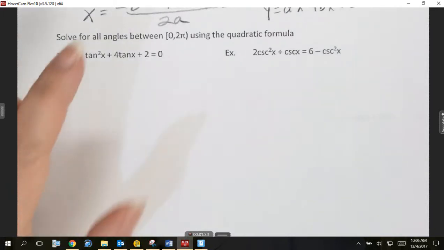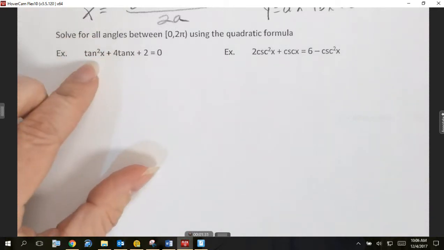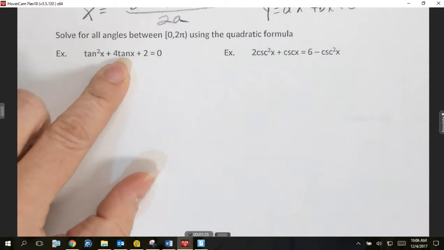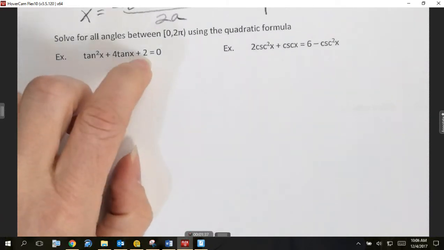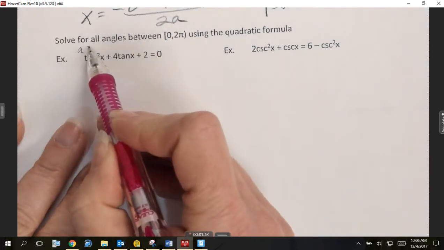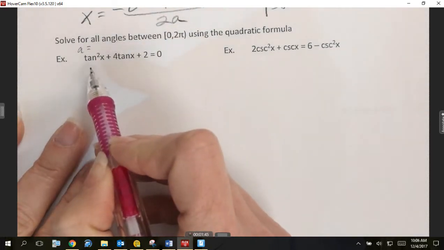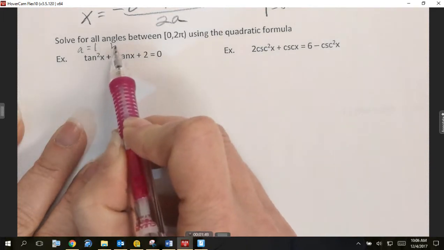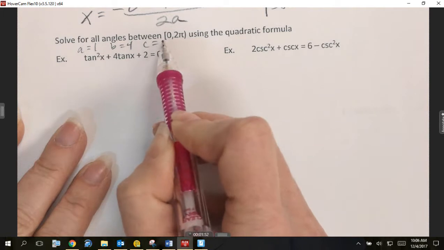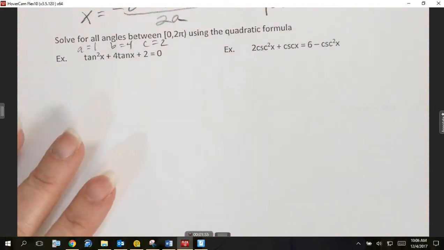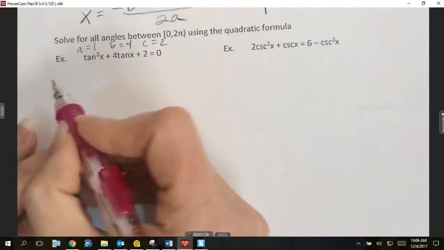All right, so we're going to use the quadratic formula to solve this. There's the squared term, there's the single x term, and there's the constant. We have to use the coefficients for a, b, and c. So I'm just going to write above it: a is the number in front of tangent squared, that's 1. b is 4. c is 2. We're using those. I don't usually write the a, b, c. I'm just writing them for the notes.